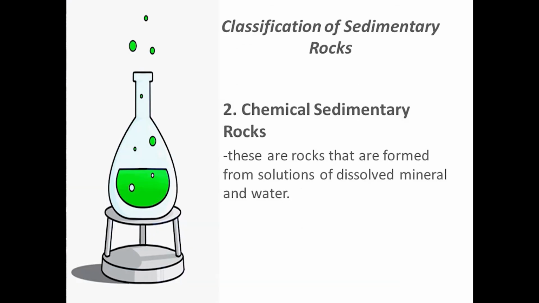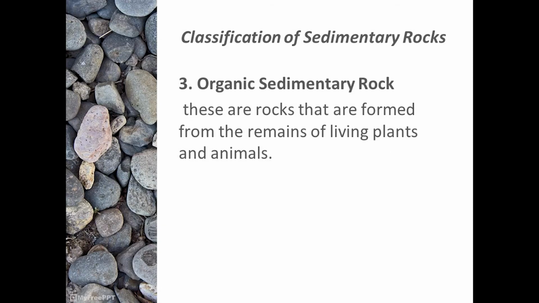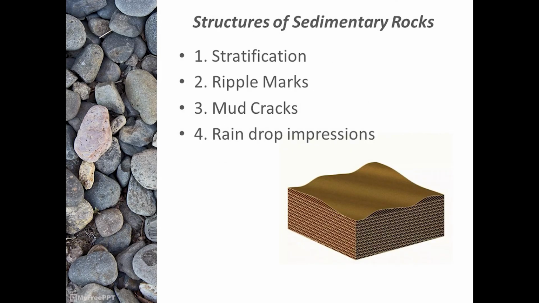The second classification is the chemical sedimentary rocks. These are rocks that are formed from solutions of dissolved minerals and water. The last classification is the organic sedimentary rocks. These are rocks that are formed from the remains of living plants and animals.